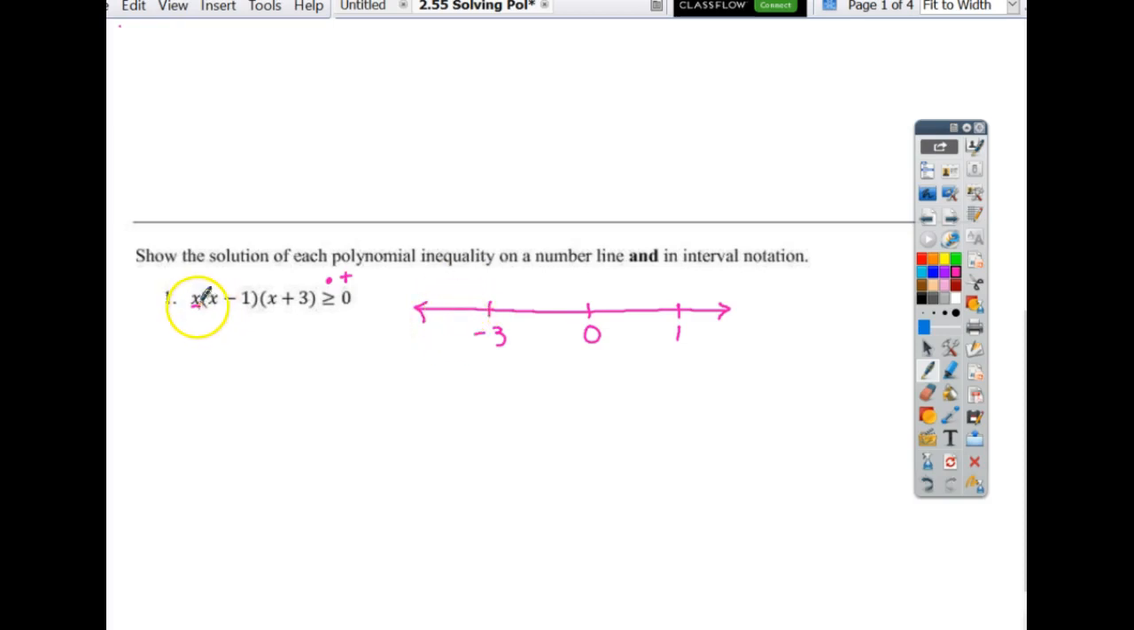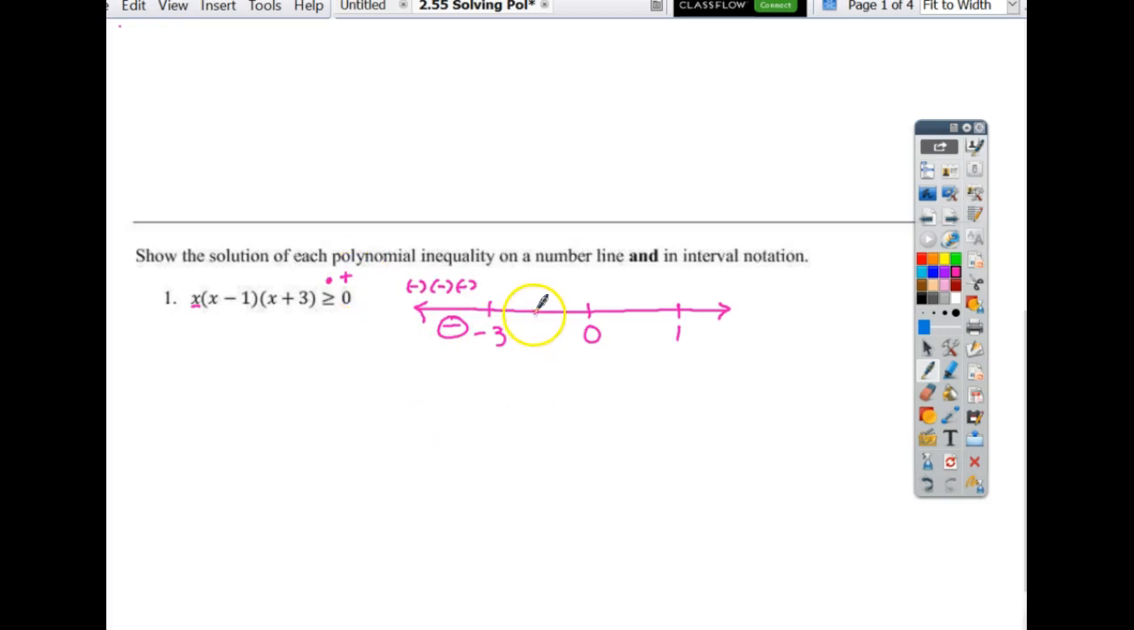If I put -4 in here, then I have a negative sign. If I put -4 in here, negative, and then I subtract another one, I still have a negative sign. And if I put -4 in here, -4 plus 3 would still give me a negative sign. So negative times negative would be positive, times a negative gives me a negative answer in this part of the number line. That's not a part of my solution because I want the positive answers.